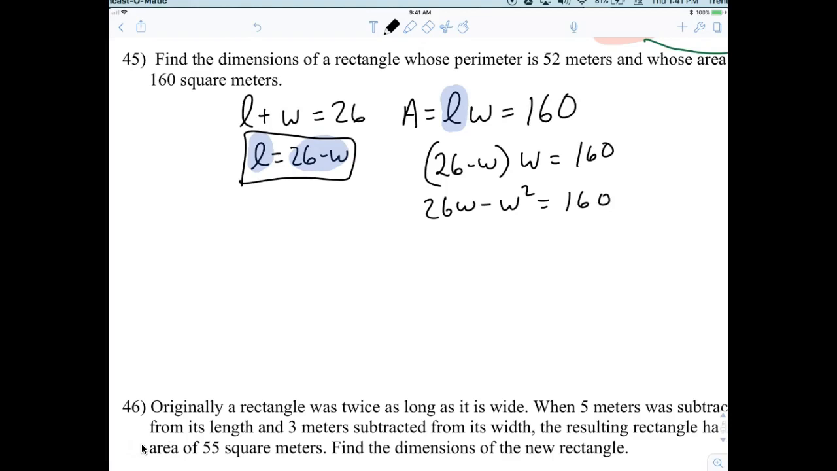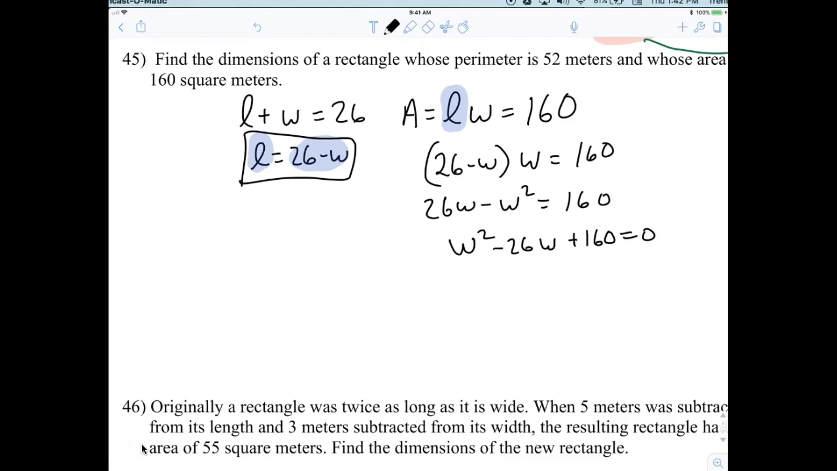Now, it's a quadratic. Quadratics have to be set equal to 0. So, see if you agree. W squared minus 26W plus 160 equals 0. Okay, before you tell me I'm wrong, double check your work.